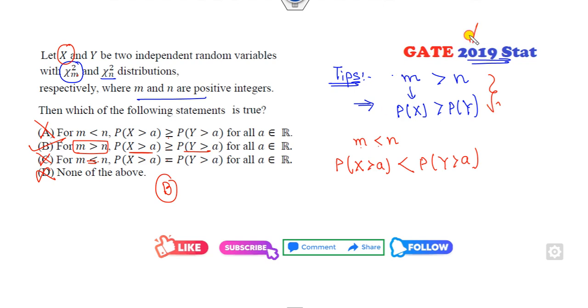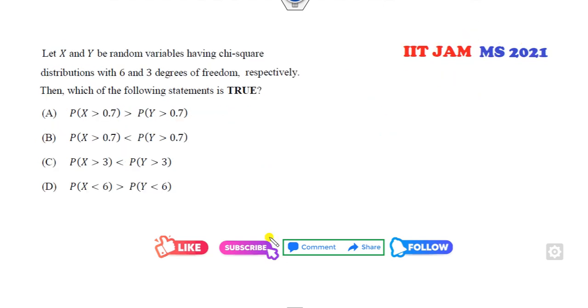Now you can see it's a GATE 2019 question, and this question is asked in the MS 2021. So if you are a student of IIT JAM, I always advise you to practice the GATE PYQ questions as well. And if you are a student of GATE, you can practice IIT JAM as well.